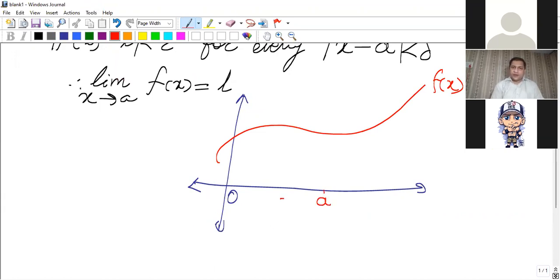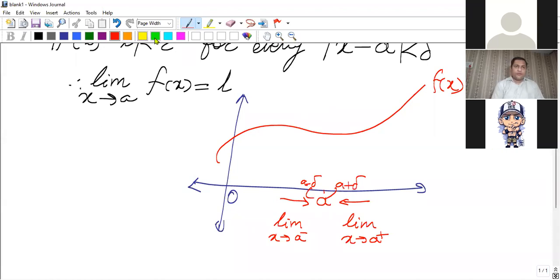So when we say x is approaching from the left, then we say this is limit x tends to A minus. And when x is approaching from the right, then we say this is limit x tends to A plus. So this is coming from A minus, coming from the left, and this is coming from A plus, coming from the right. And if this difference we consider to be delta, this is A minus delta and this is A plus delta.